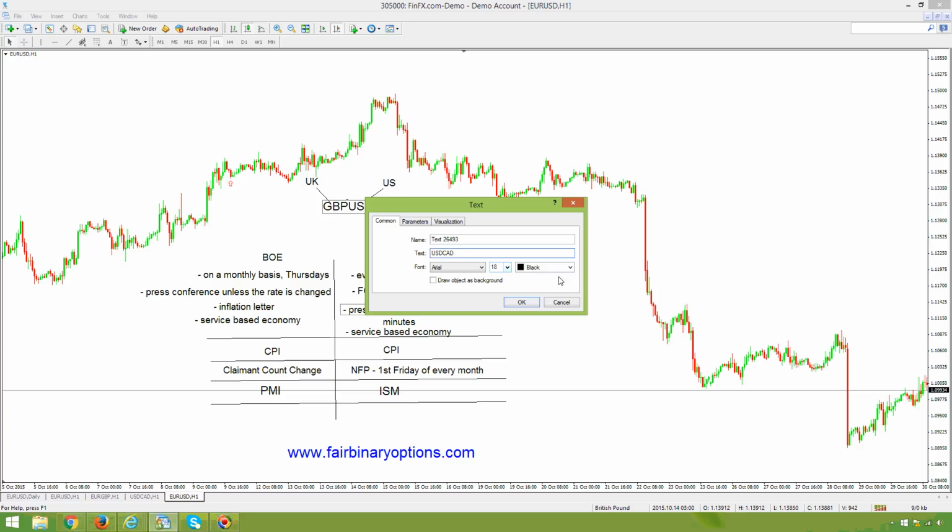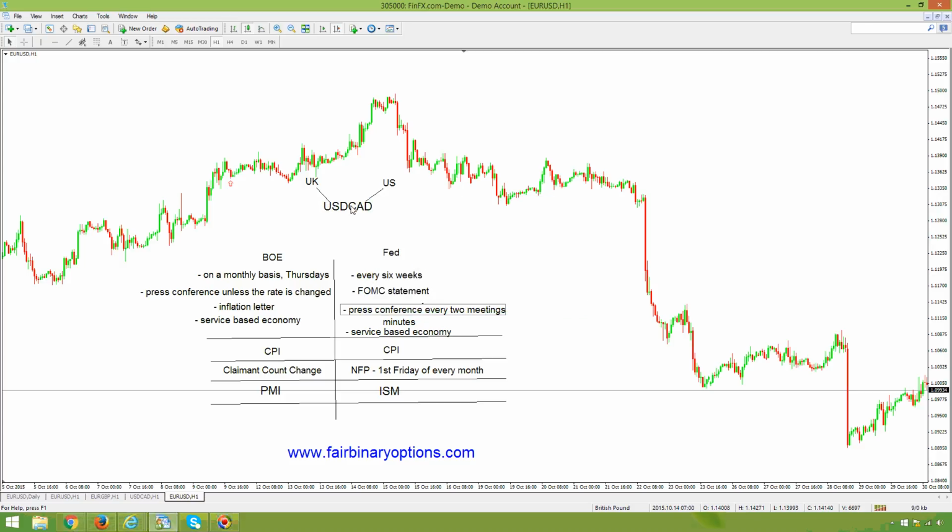to consider from a fundamental point of view as important economic releases when you look at the US dollar and Canadian dollar. So, like any currency pair, the US dollar and Canadian dollar is being driven, or it is moving, based on the economic differences that are happening in the United States and of course in Canada.